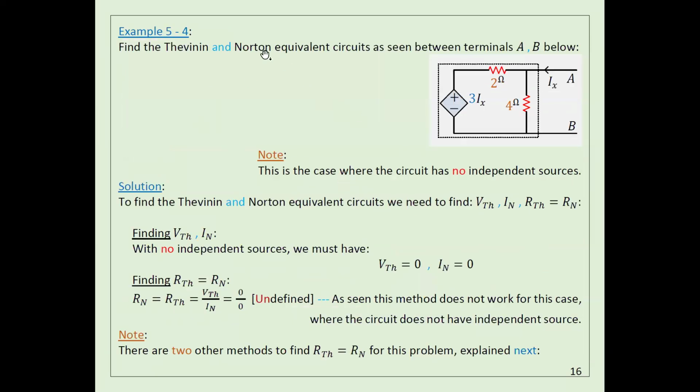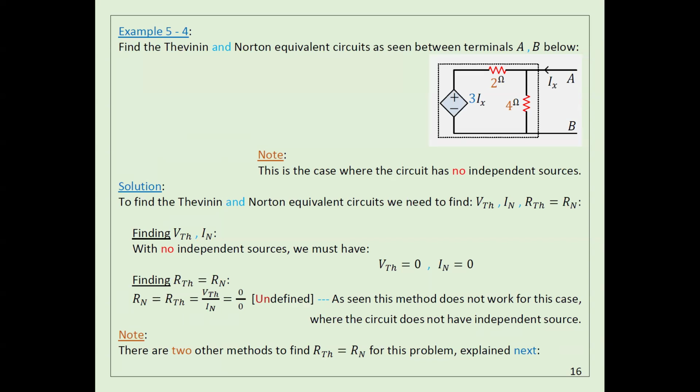Okay, so last time I stopped here, or I started somehow to explain this one. This is a very special case. Look at this case here. I give you a circuit. This circuit does not have any independent source. It has only a dependent source. There is no independent source. You got what I'm saying?